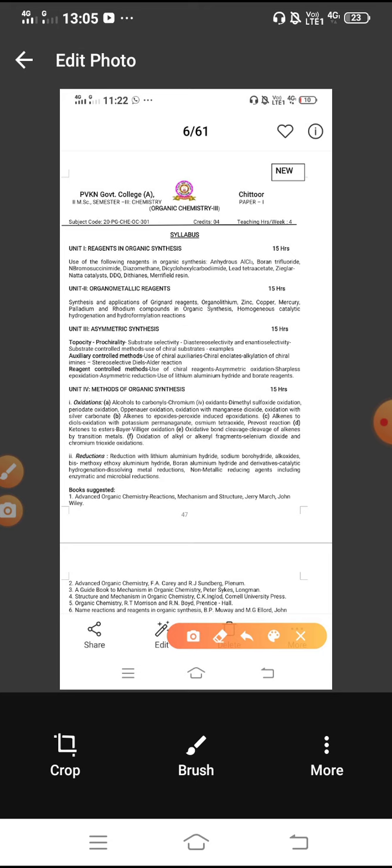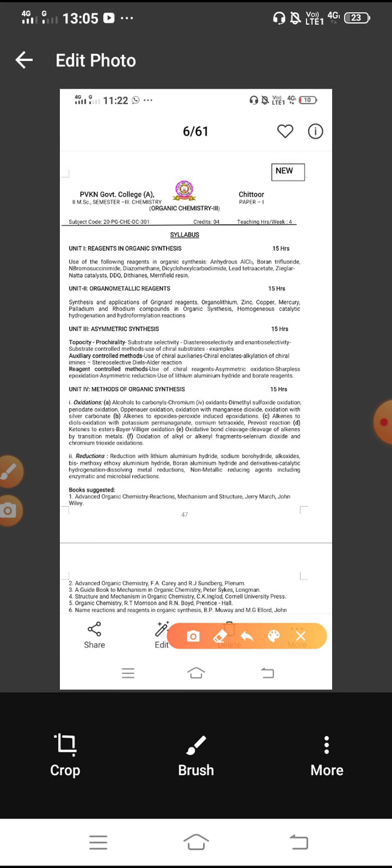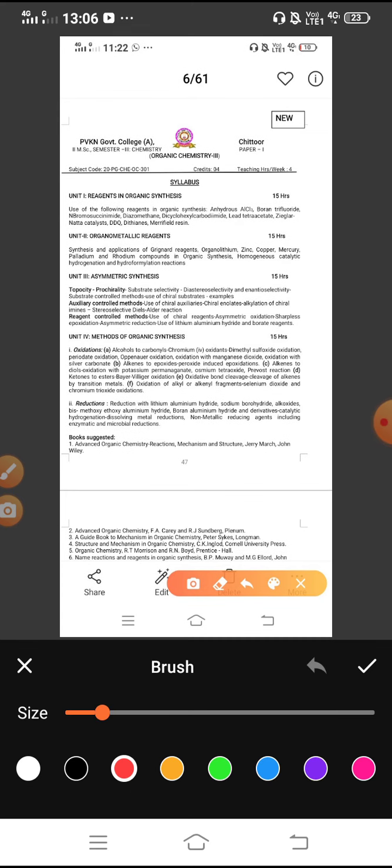Next, second unit. What is the second unit? Organometallic reagents. The organometallic reagents are mainly Grignard reagents, organolithium, organozinc, copper, mercury, palladium and rhodium compounds in organic synthesis. So, homogeneous catalytic hydrogenation and hydroformylation reactions.